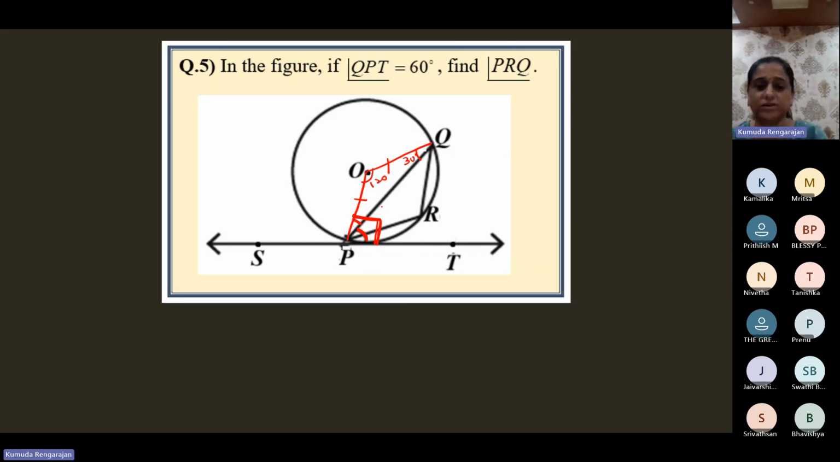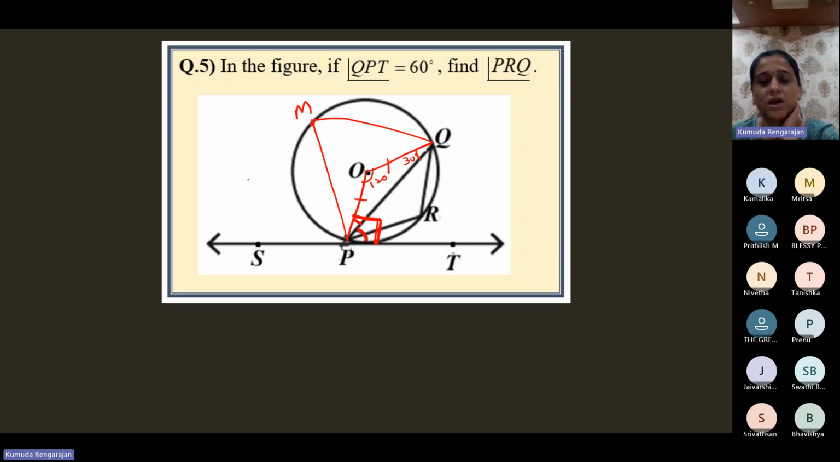Okay, this angle is 120. You can do this in 2-3 ways. One of the methods is you can just take a point on the circumference, say, let me call it M. Take a point M anywhere on the circumference, join P to M, Q to M.